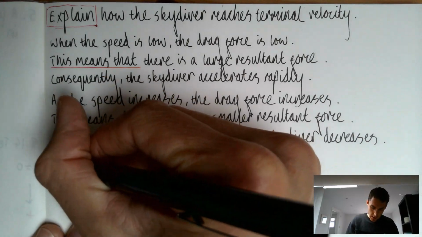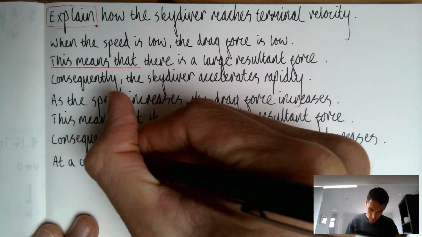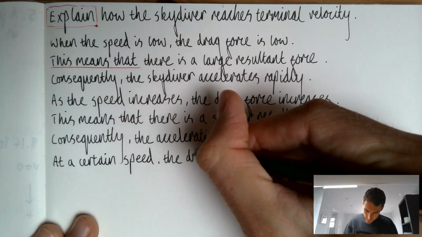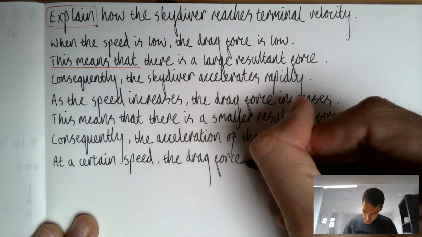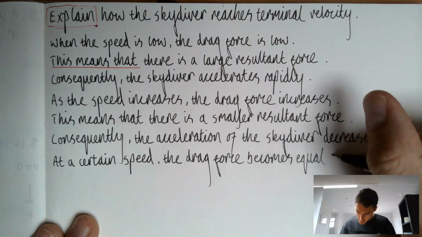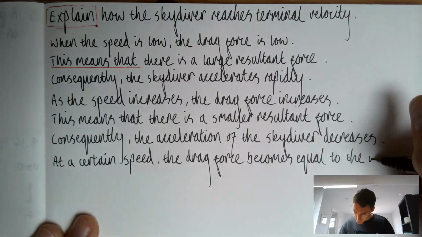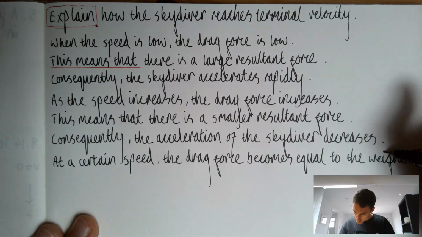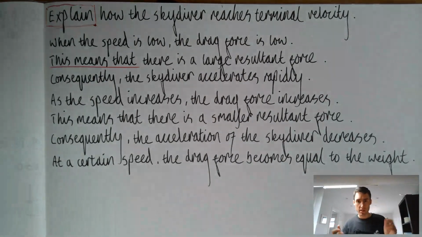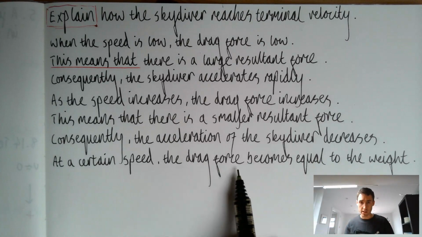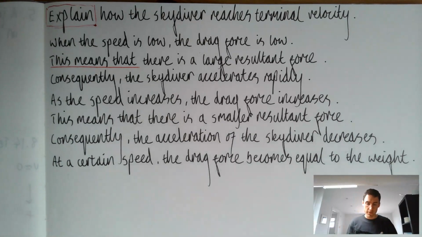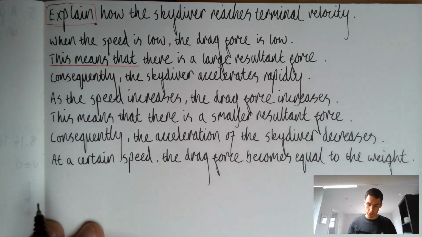So at a certain speed, comma, the drag force becomes equal to the weight. I've used becomes, and again, if we're going to really make our thought process explicit, that word becomes is showing that the drag force kept increasing, kept increasing, kept increasing until it became equal to the weight. It's a very kind of subtle point, but you might want to draw students' attention to it.